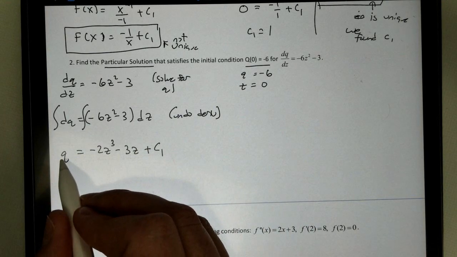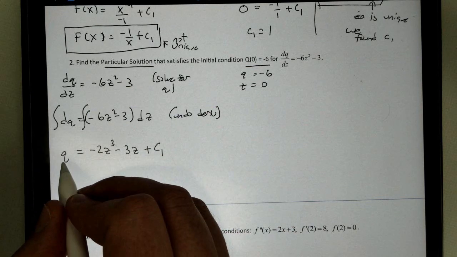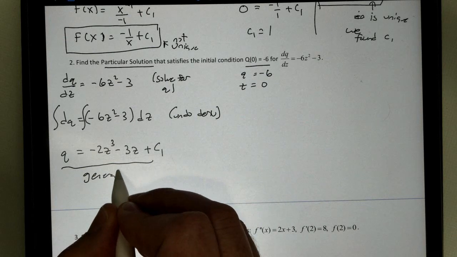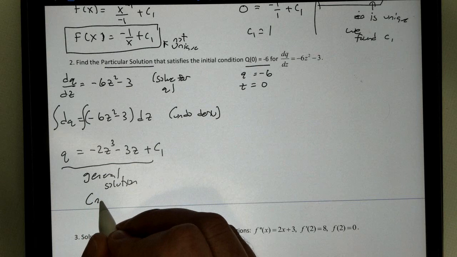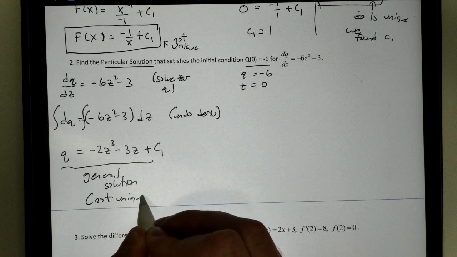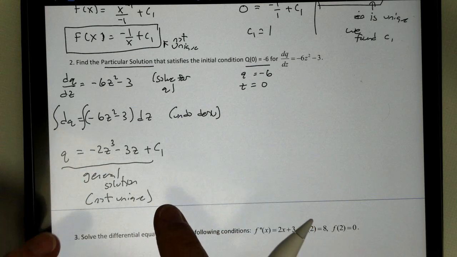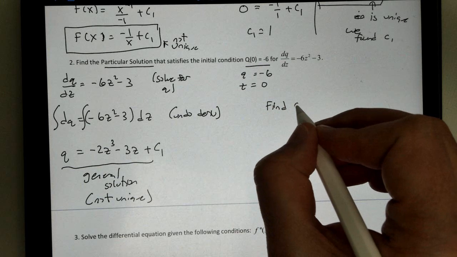This does have a constant, but that is also a constant. We only have to write it down one time. So there is what we call the general solution. And again, it is not unique. So what do we want to do now? We want to solve for C1.